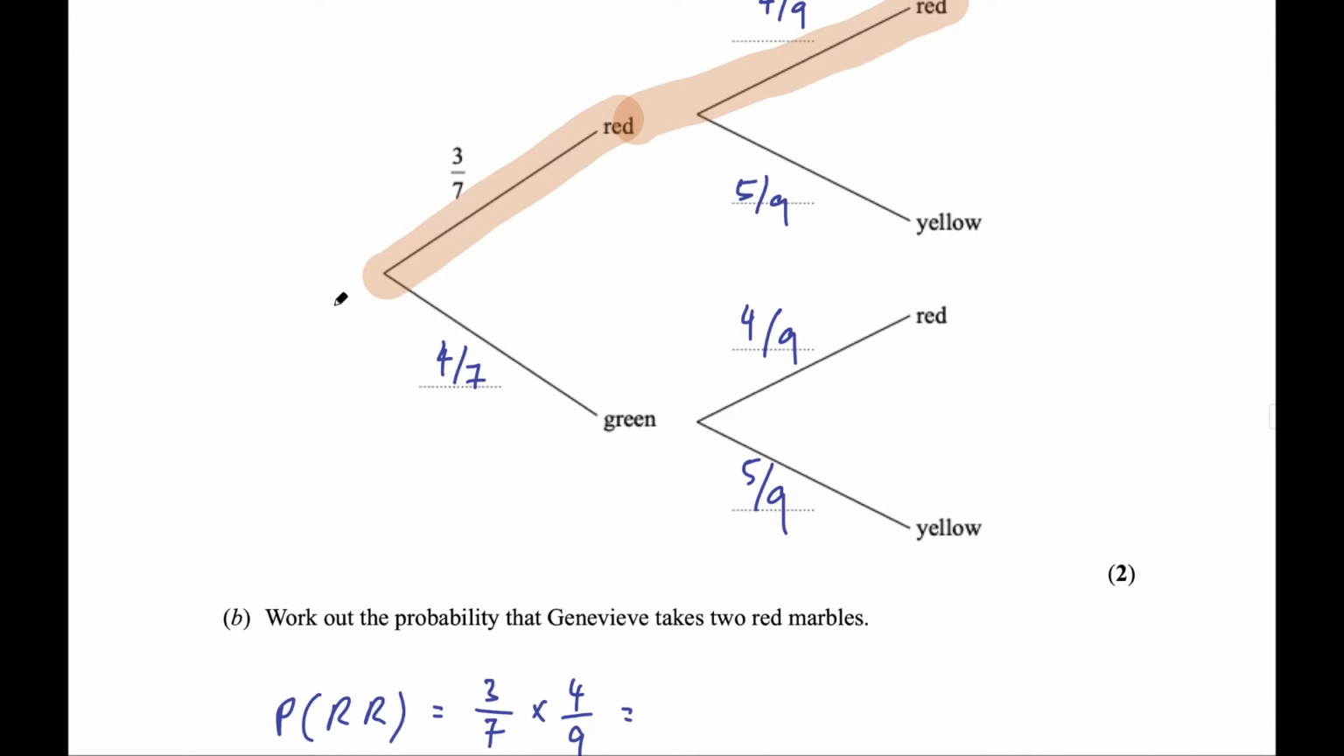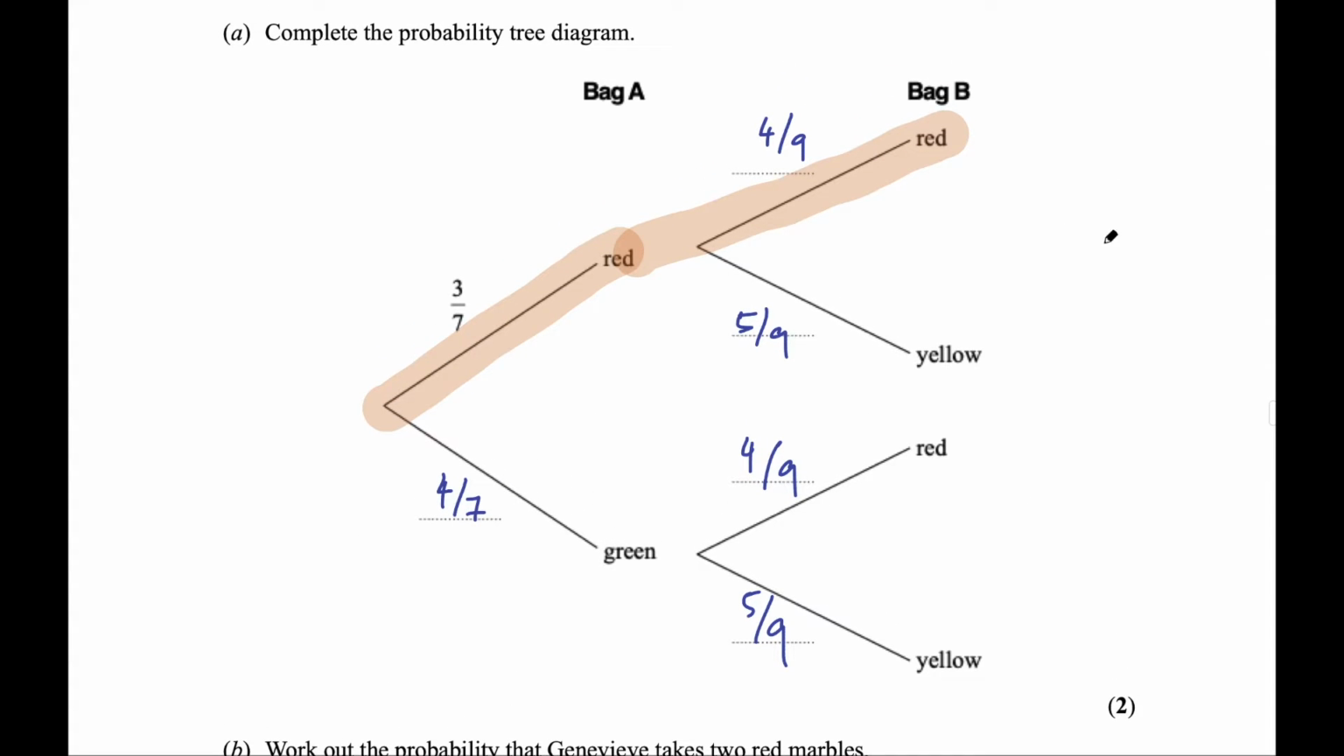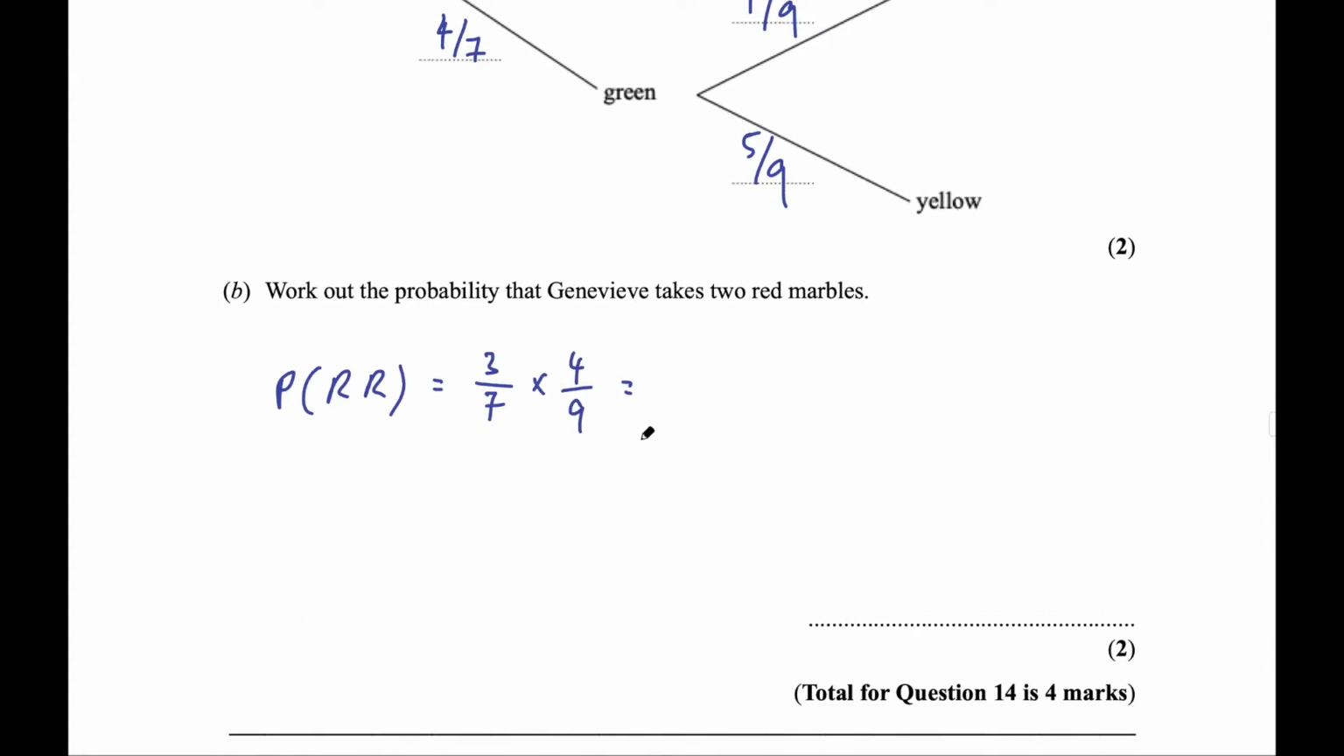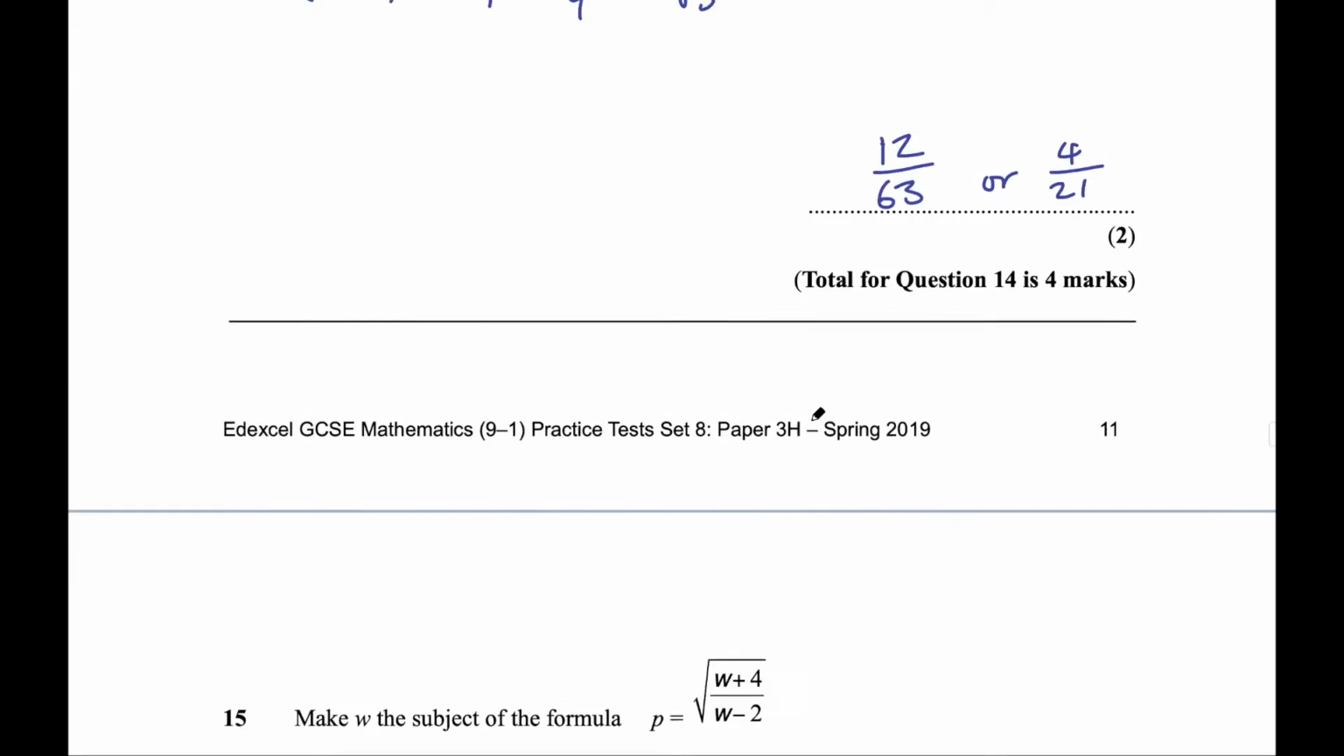Now sometimes you might be looking for 2 different branches and you'll need to add those together. In this case, we only have 1 single branch we're worrying about, so this is going to be all the working out we need to do. 3 times 4 is 12, 7 times 9 is 63, and that would be fine for a final answer. You can simplify this as well down to 4 over 21. It doesn't say to simplify, so 12 over 63 would be fine, or you could say 4 over 21. Either one of those would be fine for 2 marks. So that was question 14 for a total of 4 marks.